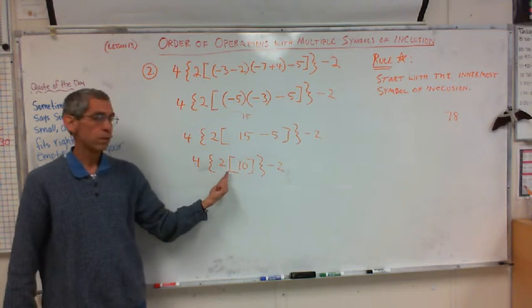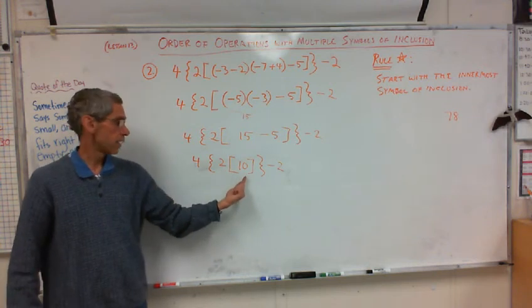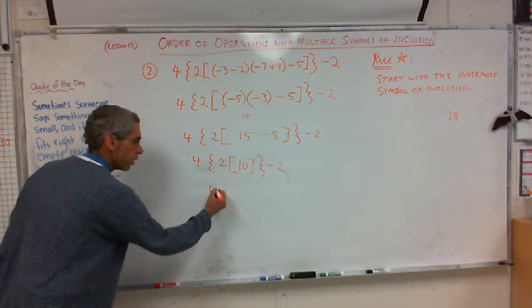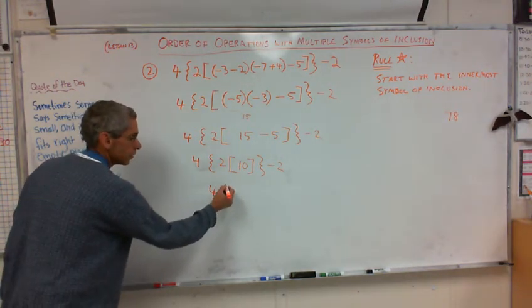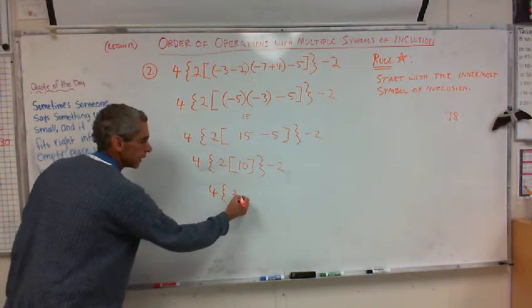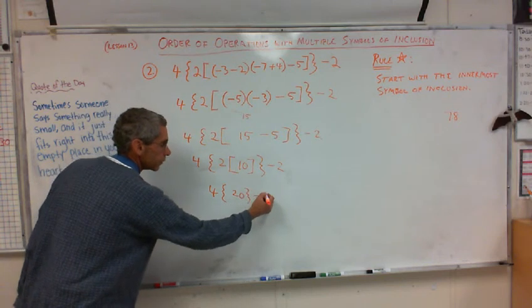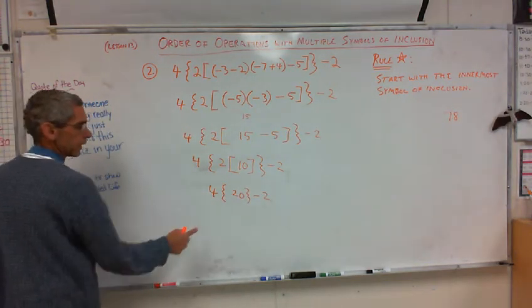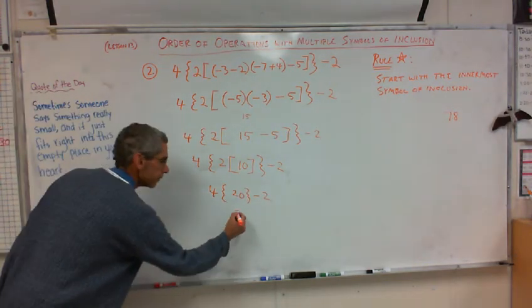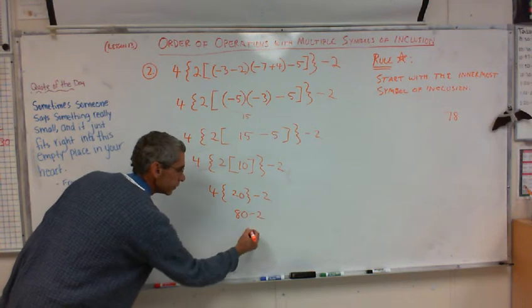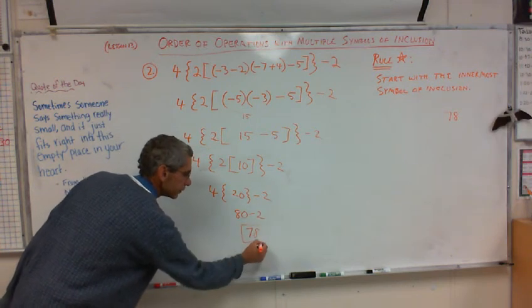It says 2 times 10, which is 20. So now we have 4 times, I'll just use the brace, 20 minus 2. What is 4 times 20? 80. Minus 2 is 78.